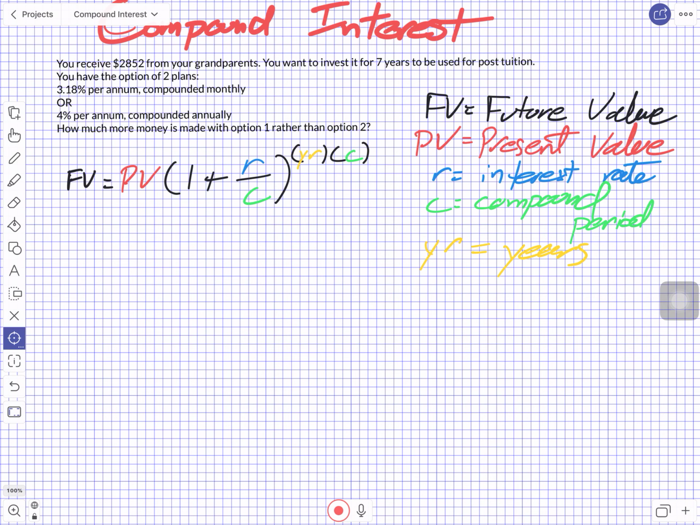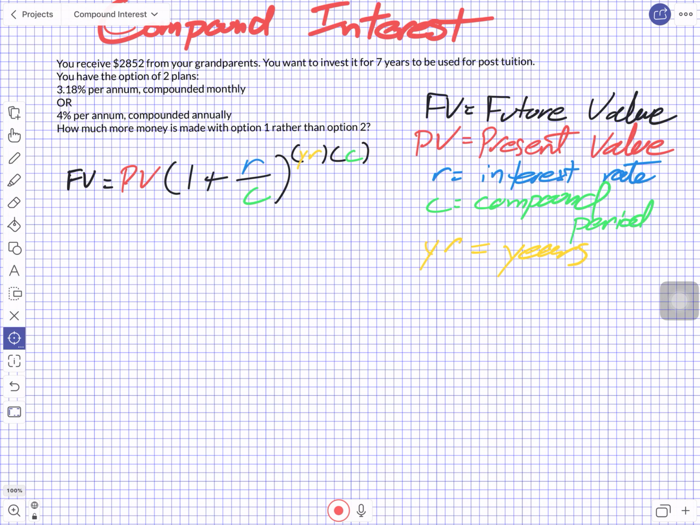So we have our formula down here, and we have our definitions. FV stands for future value. PV is present value multiplied by 1 plus the interest rate, that's the R, divided by C, which is compound period, to the power of YR, which is years, times the compound period. Okay. What I'm going to do is read through the situation again and highlight the important pieces of information as they pertain to each of these variables.